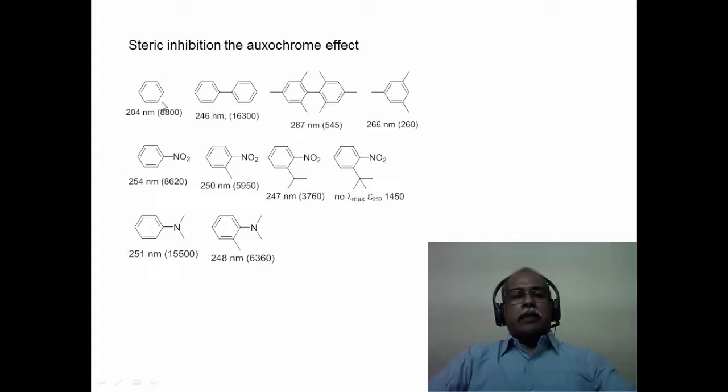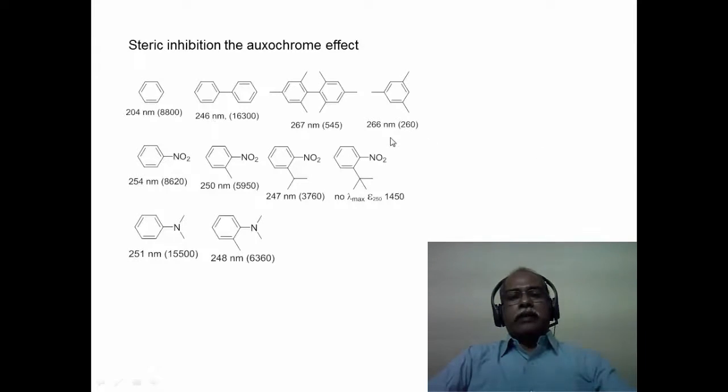If you take benzene, it has an absorption around 204 nanometer. On the other hand, if you take biphenyl, the corresponding transition, the aromatic pi to pi star transition, is shifted to 246. In other words, one of the phenyl groups acts as an auxochrome group for the other phenyl group, causing the transition to go to a longer wavelength of 246.